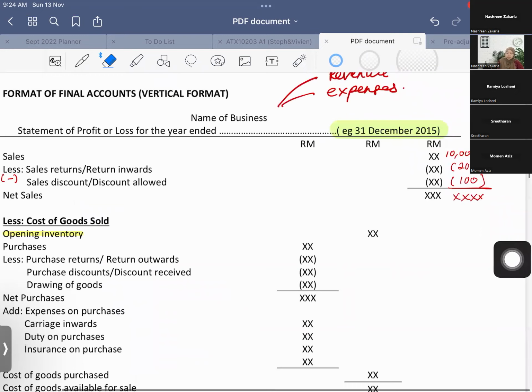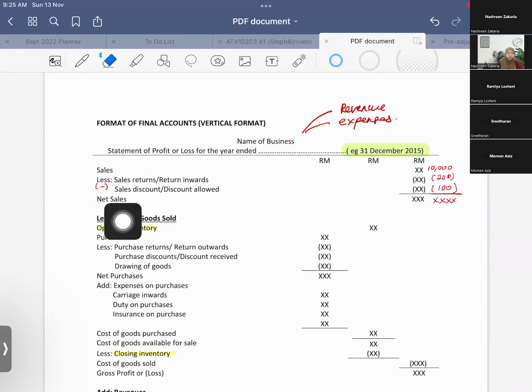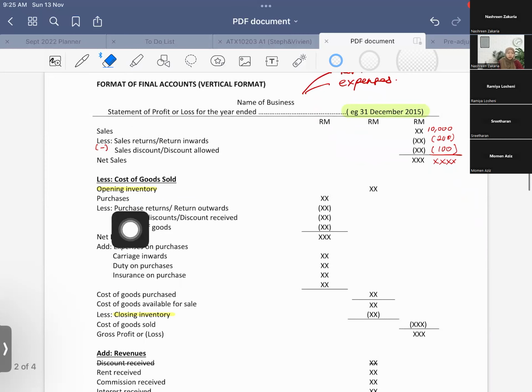After you get your net sales, you need to minus your net sales value with the cost of goods sold. This cost of goods sold has to be calculated, quite a lot here. You need to find how much your cost of goods sold is. How do you calculate it? It is by taking the opening inventory. Put it here at the second column. This opening inventory needs to be added with your cost of goods purchased.